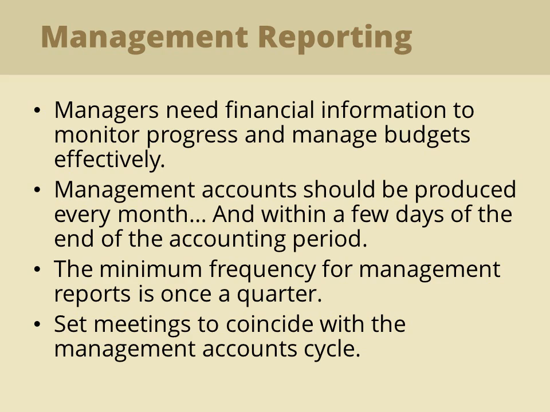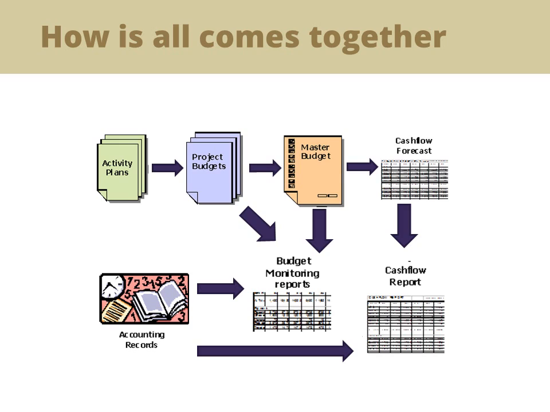The minimum frequency for management reports is once a quarter. Since the reports are produced so that the managers can make decisions about the future management of the organization, the meetings of the governing body should be set to coincide with a management account cycle so that the information is still timely. Now that we have a better understanding of how to interpret financial statements and when financial information is needed, let's take a look at how the financial planning and accounting processes come together to produce management reports.